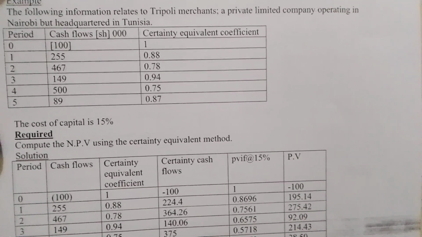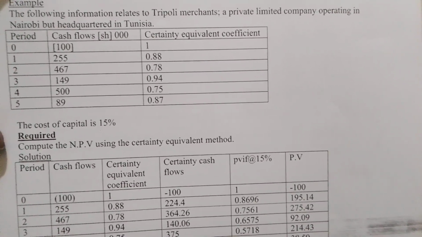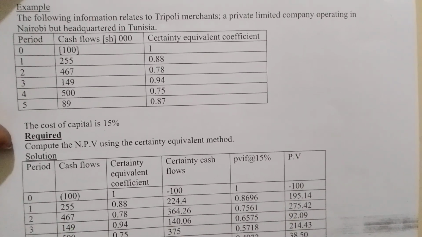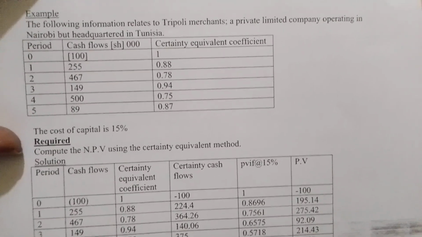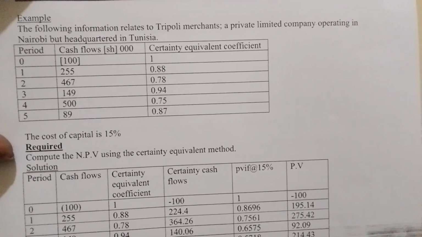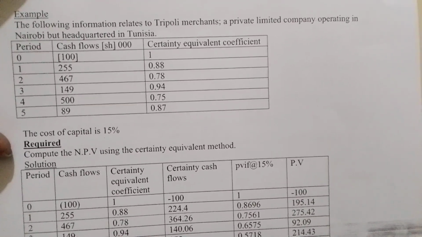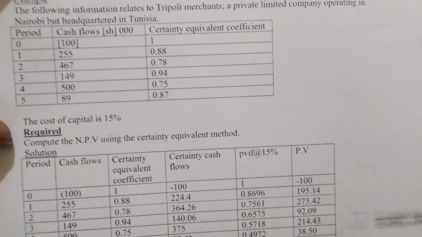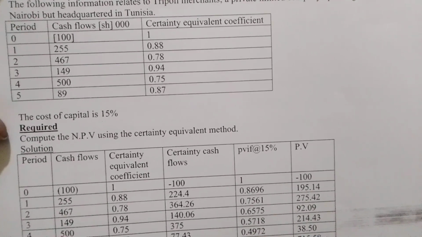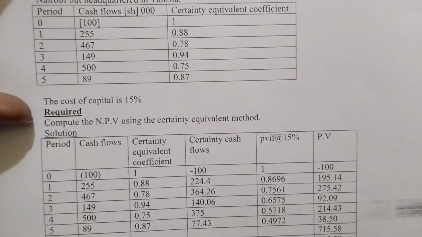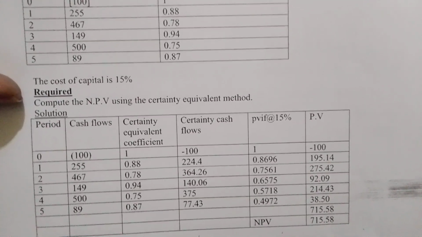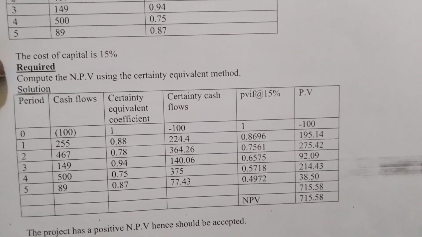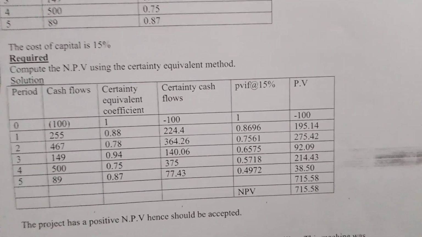Cash flows: negative 100,000, 255, 467, 149, 589. Certainty equivalent coefficients: 1, 0.88, 0.78, 0.94, 0.75, 0.87. The cost of capital is 15%. Required: compute the net present value using the certainty equivalent method.